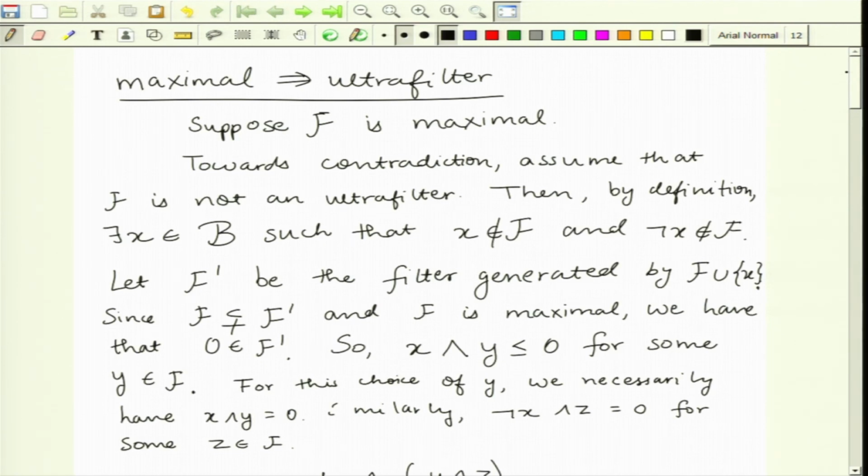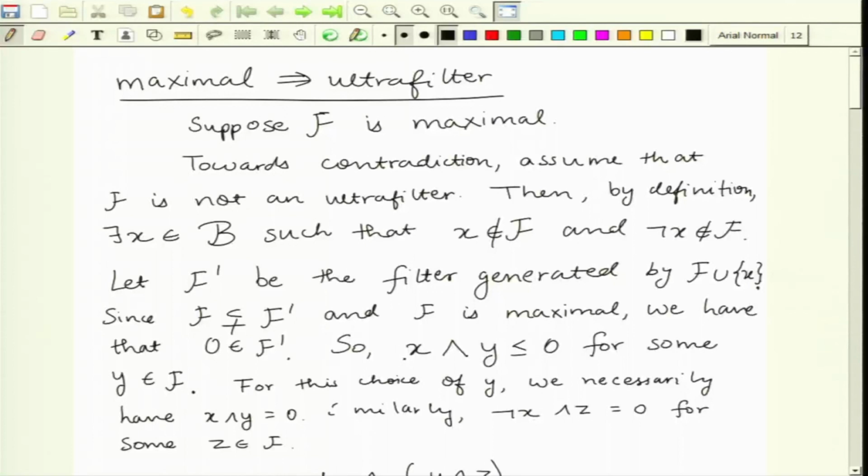And now we consider the filter generated by F and that single element x that we just picked. We call this new filter F dash, and since F is properly contained in F dash and F is a maximal filter, we know that F dash has to be the entire Boolean algebra. In particular, 0 belongs to F dash. And by the definition of generation of a filter that we just saw, x meet y is going to be less than or equal to 0 for some y in F.